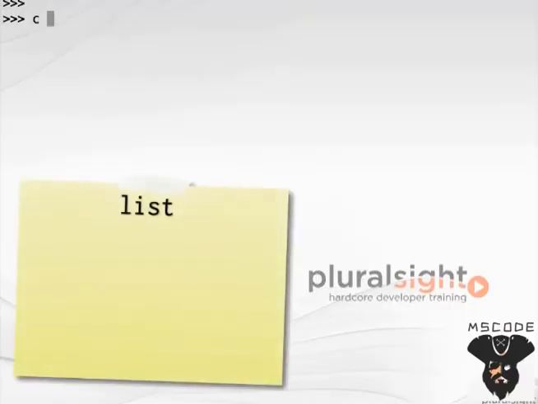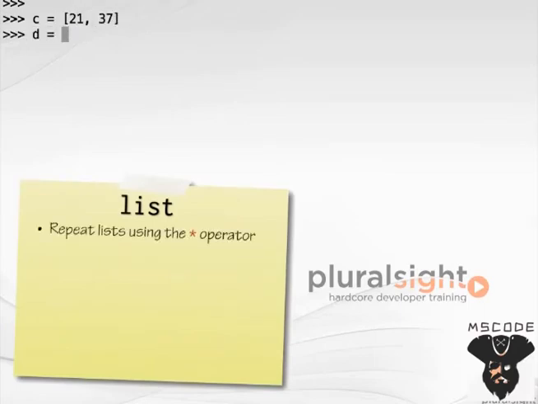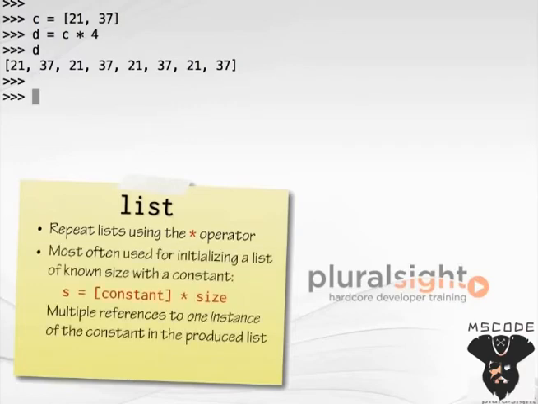As for strings and tuples, lists support repetition using the multiplication operator. It's simple enough to use. Here we repeat a list containing the integers 21 and 37 4 times. This form is rarely spotted in the wild. It's most often useful for initializing a list of size known in advance to a constant value such as 0. Here we create a list initialized with 9 0 elements.